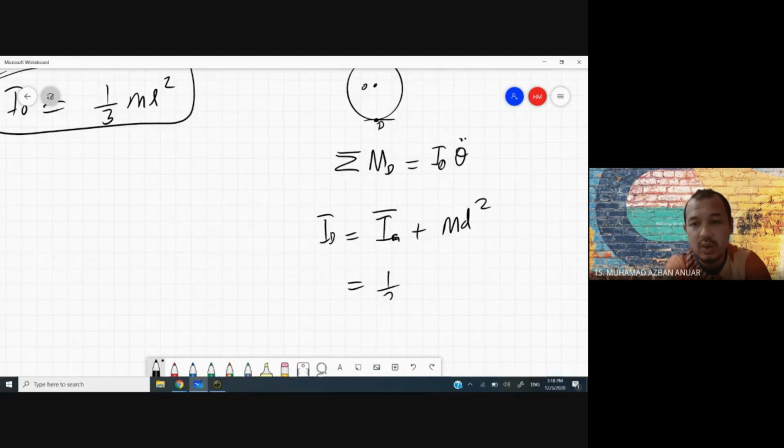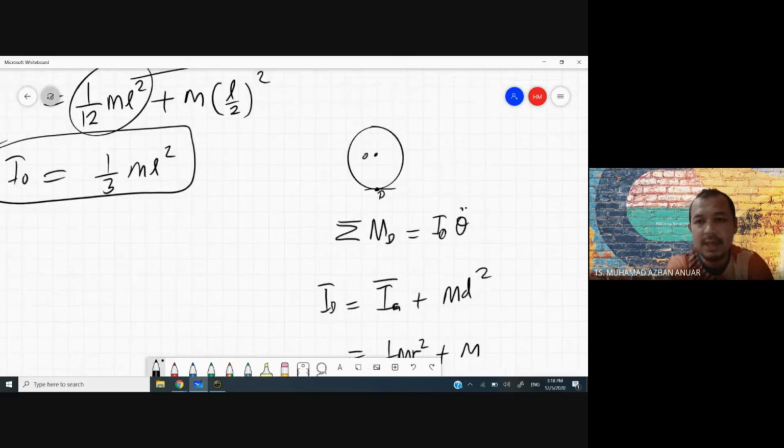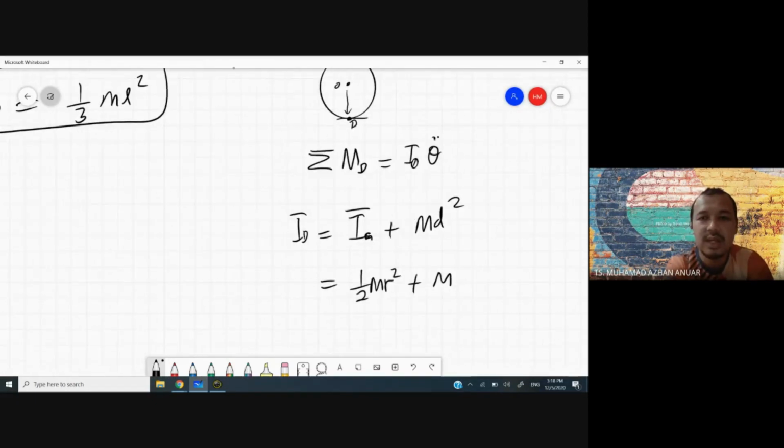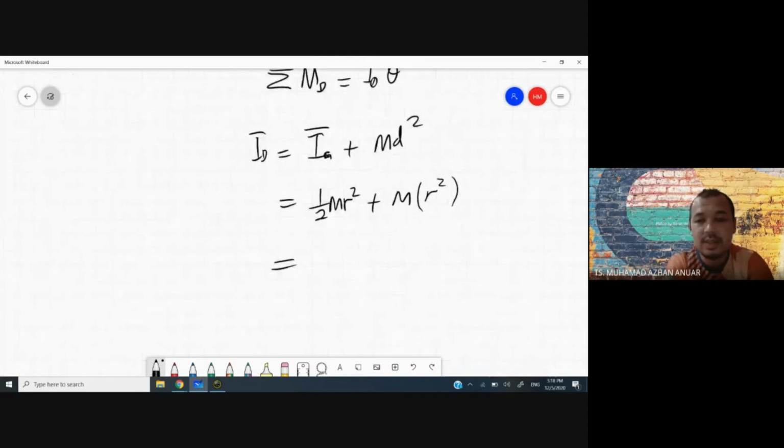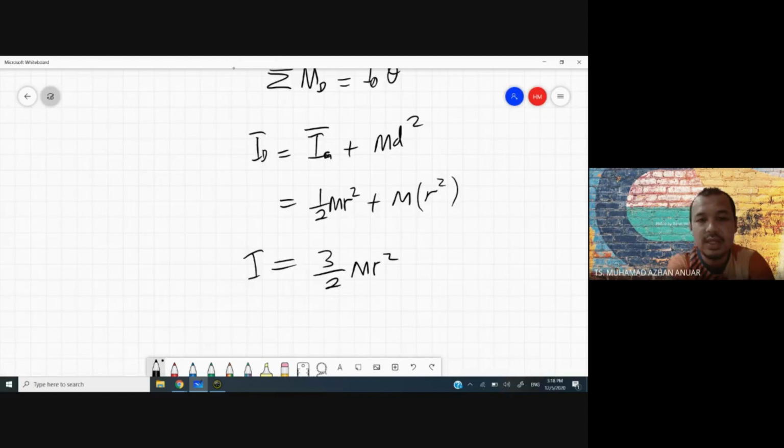That is 1/2 m r squared, plus m multiplied by the distance from here to here. So that is the radius. Let's say we put the radius as r, so multiplied by r squared. Then you get 3/2 m r squared. So that is I about D.